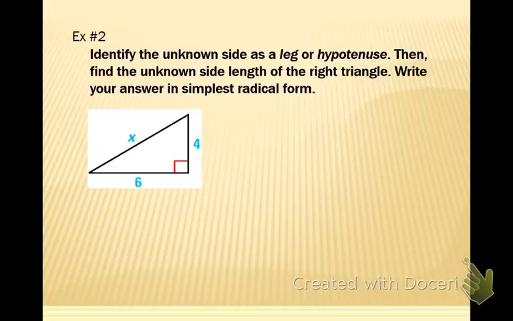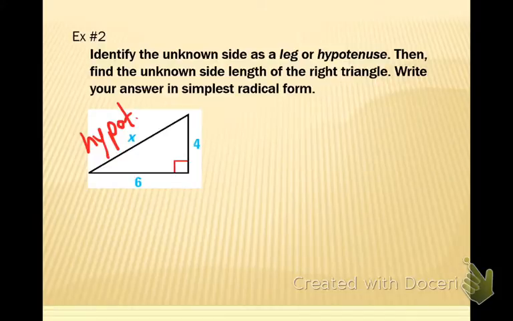Example 2. Identify the unknown side length as leg or hypotenuse. What is it, the leg or the hypotenuse, Jacob? No, the x, what is that? Is that the leg or the hypotenuse? Yeah, so that's the hypotenuse. Then find the unknown side length in the right triangle. Write your answer in simplest form.